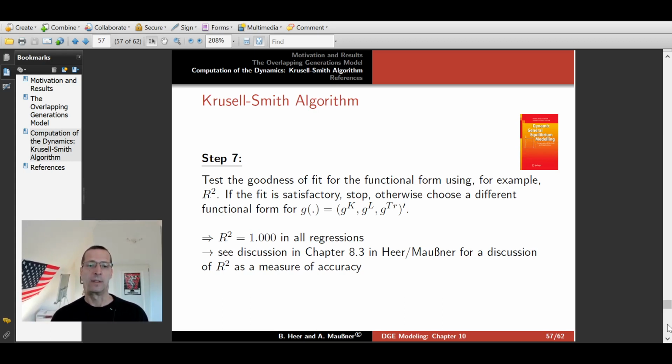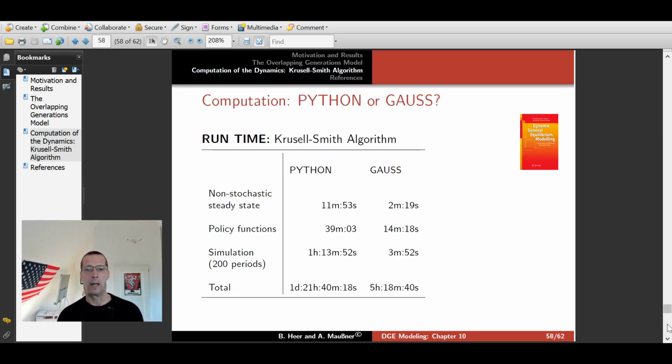All right, so this describes our Krusell-Smith algorithm, its implementation in Python or Gauss, and the simulation step is really time consuming in Python because of this nested loop. We have to iterate over 5 different variables. And the policy function computation is also time consuming because policy functions are computed at 228,000 grid points, which are the grid points of both individual and aggregate states.